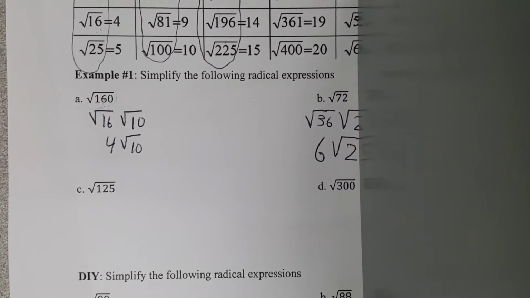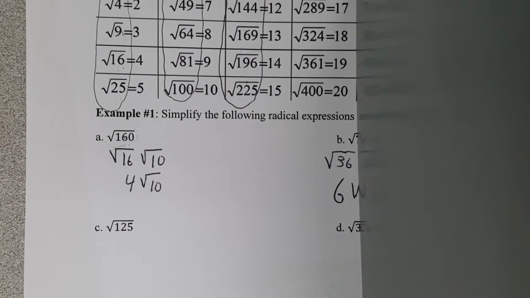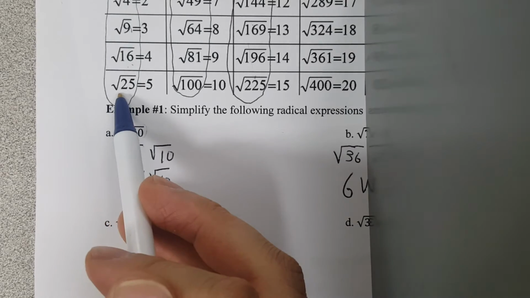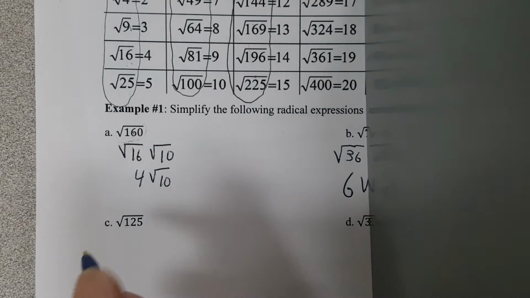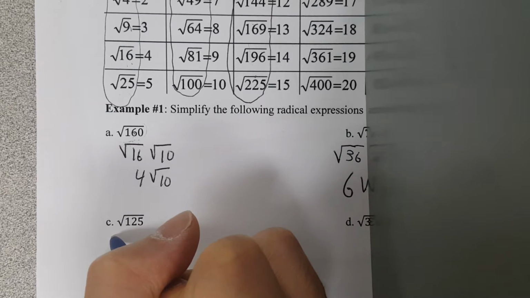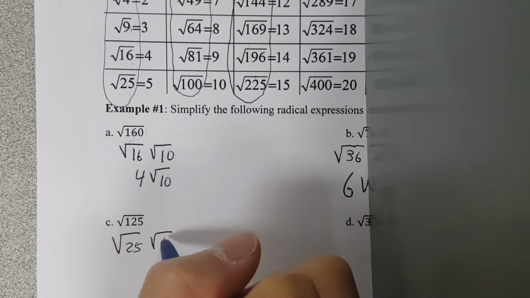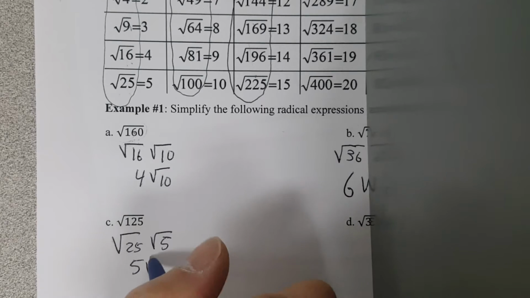Okay, now let's go to the radical of 125. So I asked myself, what is the biggest number that can go in there? Well, if I look, the one that's obvious is 25. 25 times 5 is 125. So this is radical 25 times the radical of 5. But I know the radical of 25 is just 5. So this is 5 radical 5.